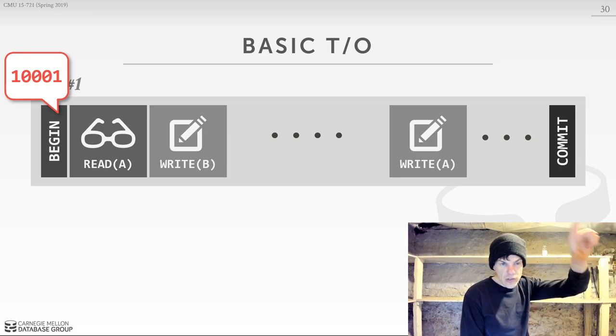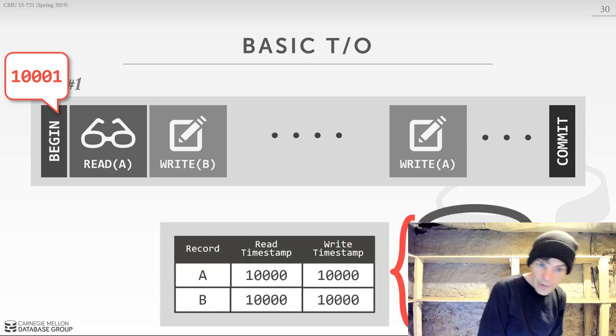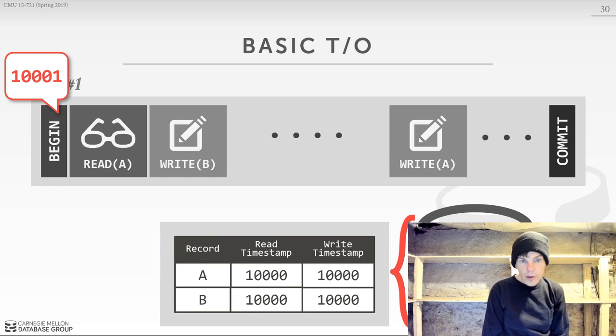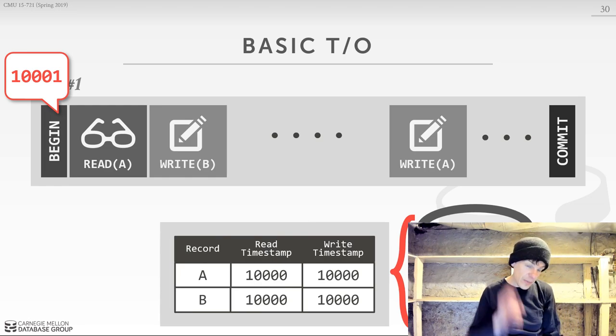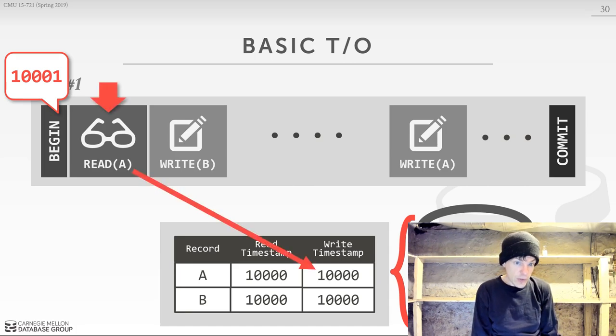Every time a transaction starts, we just do a compare and swap to add one to it. So our timestamp for this transaction is 10,001. Now in the database, we're going to maintain for every single tuple a read timestamp and a write timestamp. These are timestamps that correspond to the transactions that last came along and accessed the tuple. So our transaction starts, wants to do a read on A.